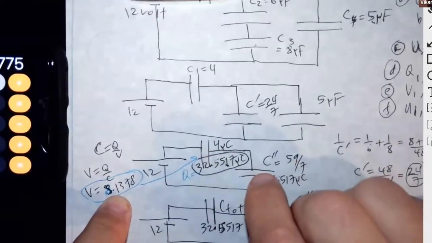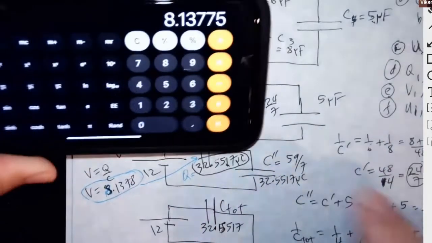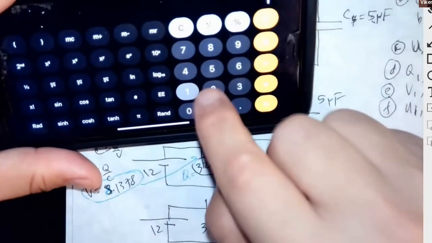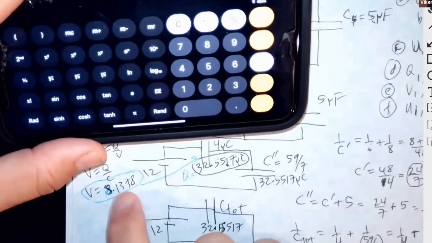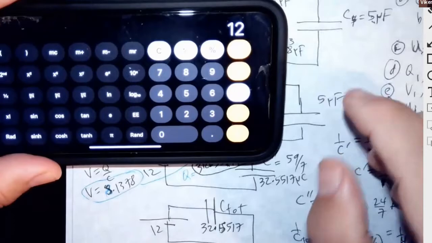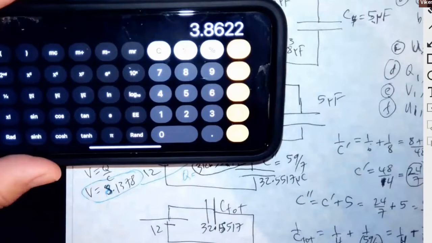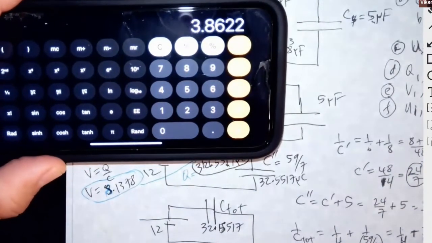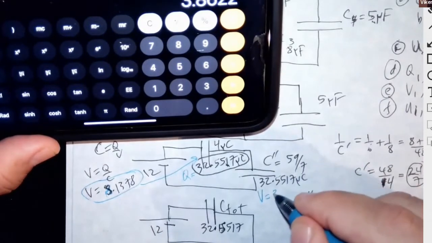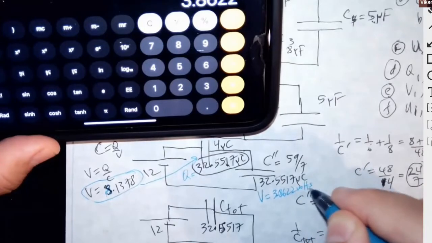So the voltages of each one add up to give you that. So then I think that's just easier to say 12. There is going to be slight rounding here, but it's minimal since I'm going 4 decimal places. So 12 minus 8.1378, 3.8622. So, okay, that gives me the voltage of this one. 3.8622 volts.